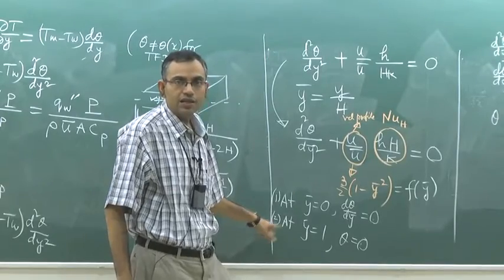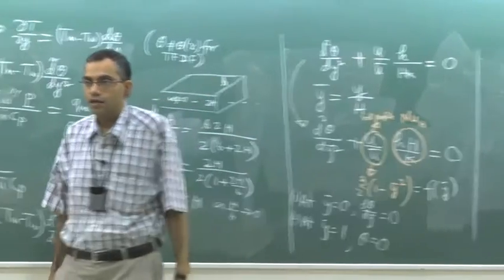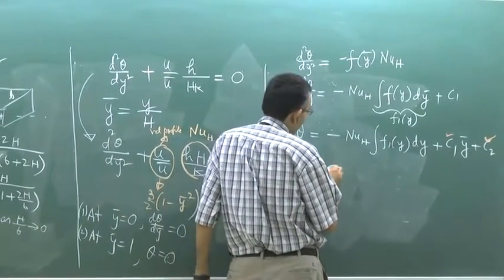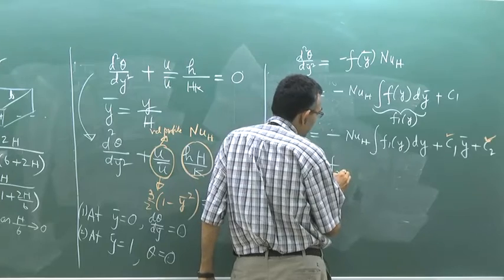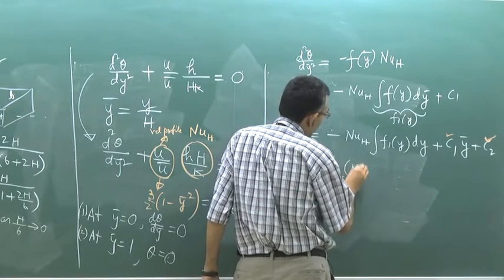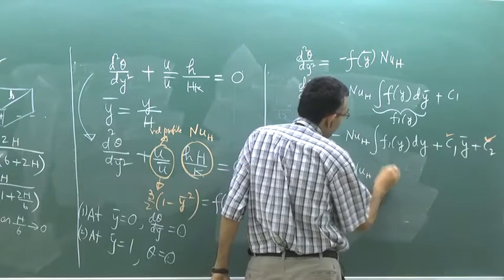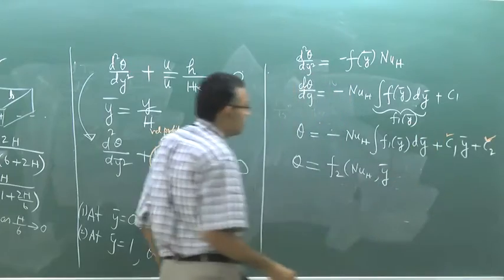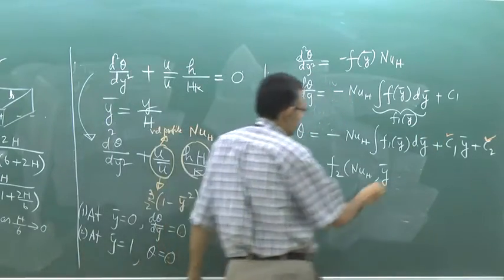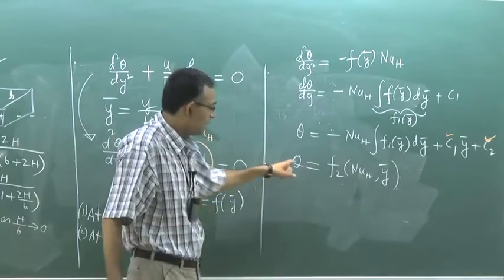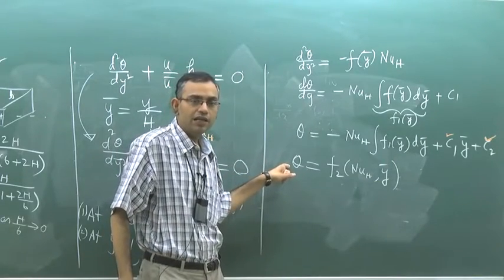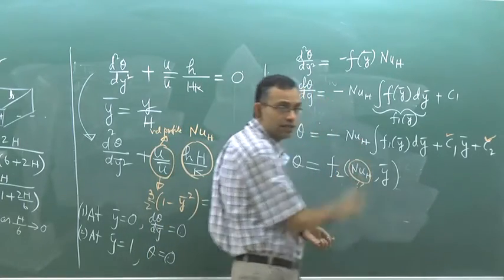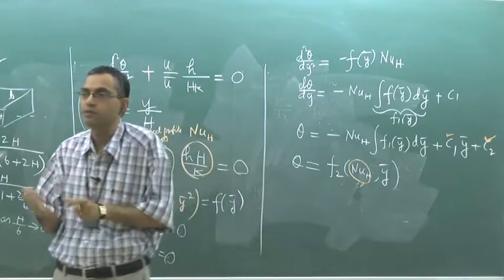But does this solve the problem? You have an expression for theta as some function f2 of Nusselt number and y. These are all non-dimensional y, so make this as y bar. But this does not tell you explicitly theta as a function of y, because you still do not know what is the Nusselt number, what is the value of the Nusselt number. In fact, obtaining that is the objective.